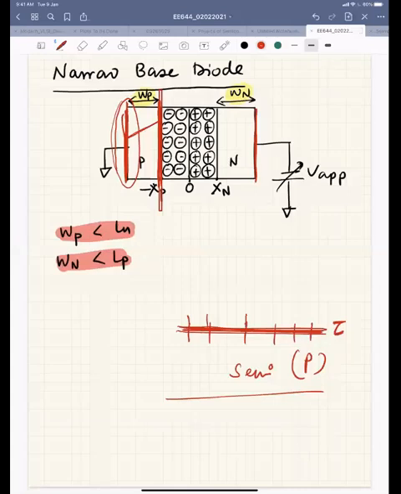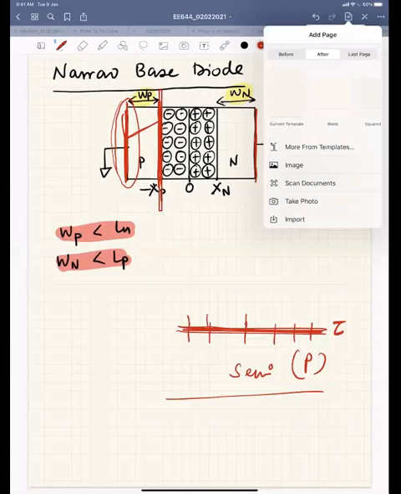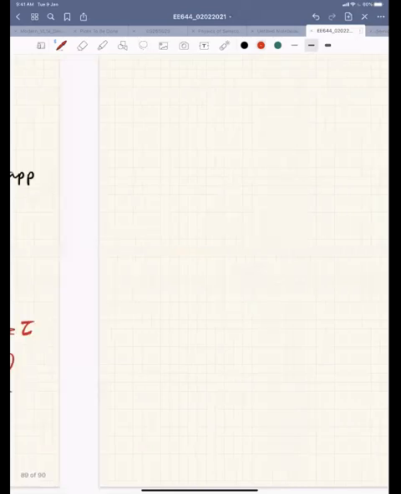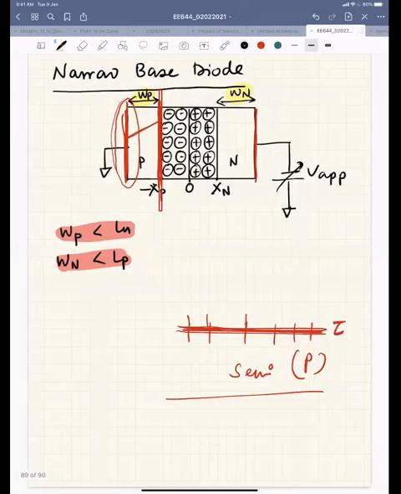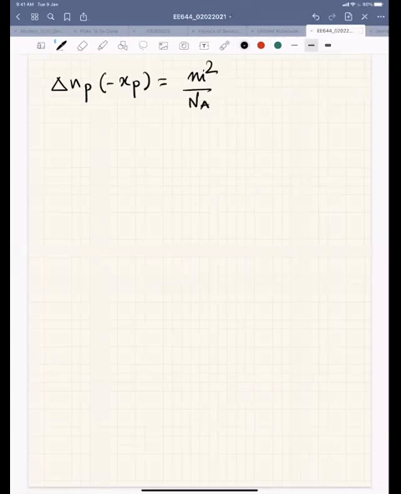Okay, so with that, if you want to do the derivation, it is exactly the same. Let's say I am talking about electron injection. So delta NP at minus XP, I know, right? This much electron I am injecting at this point, right?